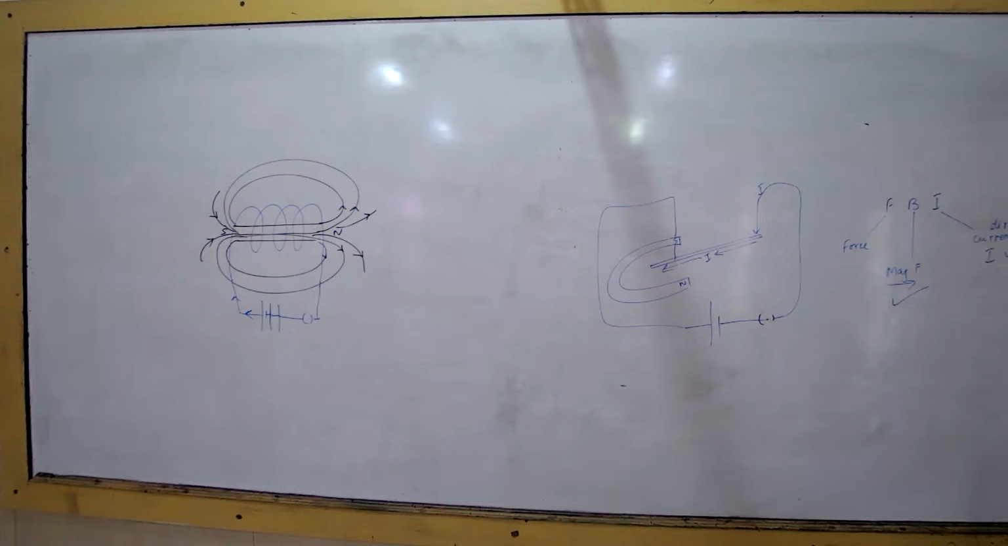French scientist André Marie Ampere. Once again, did you notice it was Ampere who actually found out this? And what is this Ampere used for? Unit of current.